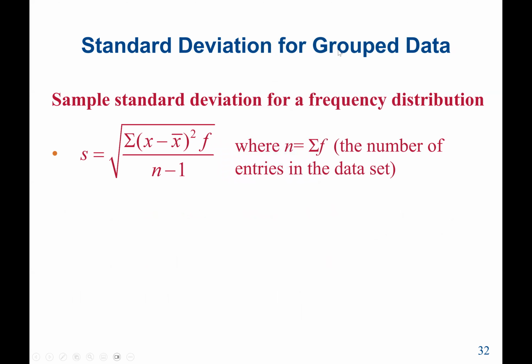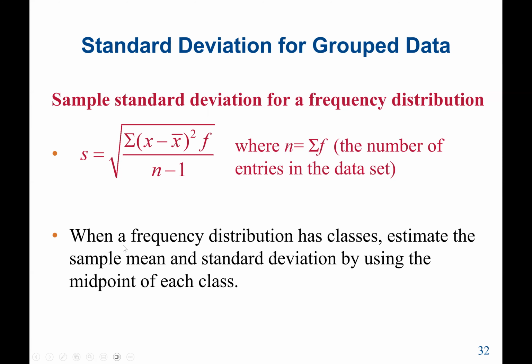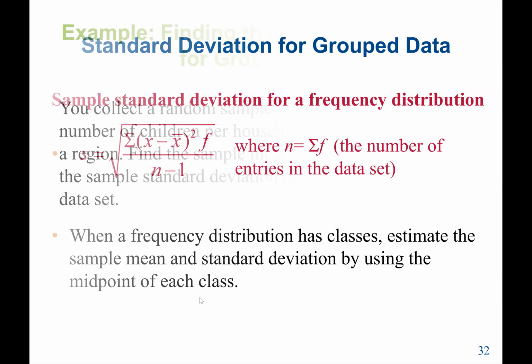So next is the standard deviation for grouped data. We can see the formula is the same as the regular standard deviation, but since we have grouped data, it will be based on f, the frequency, how many times each data value occurs. This means the sample size will be the sum of the frequencies, because f represents the number of entries in the data set. When a frequency distribution has classes, we need to estimate the sample mean and the standard deviation by using the midpoint of each class.